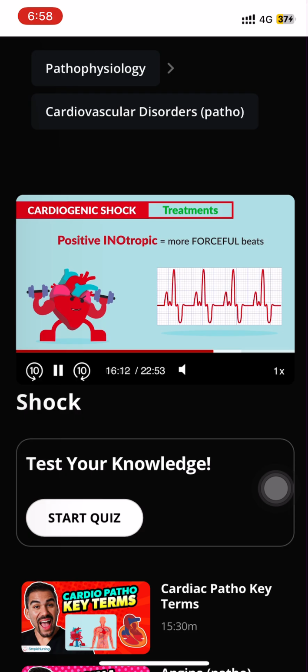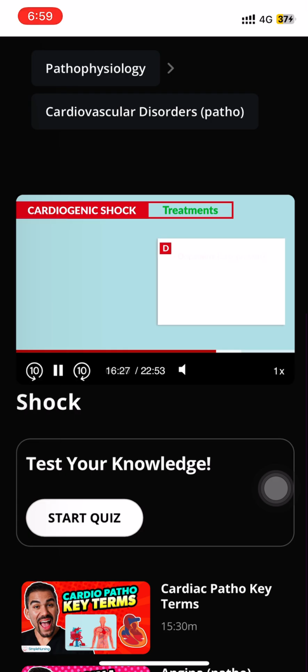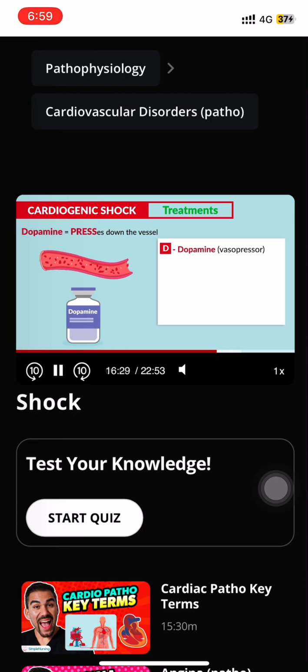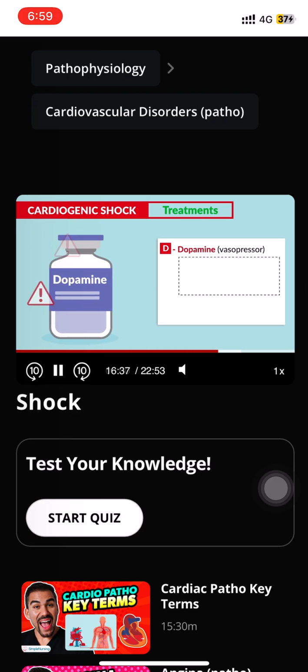So just think, inotropic is very forceful, kind of like when you know the answer to something. You're like, I know the answer. It's very, very forceful. So inotropic means a forceful contraction. Now, D for dopamine is also a vasopressor, which presses down the vessels in vasoconstriction to press up the heart rate and blood pressure. But a big caution here.